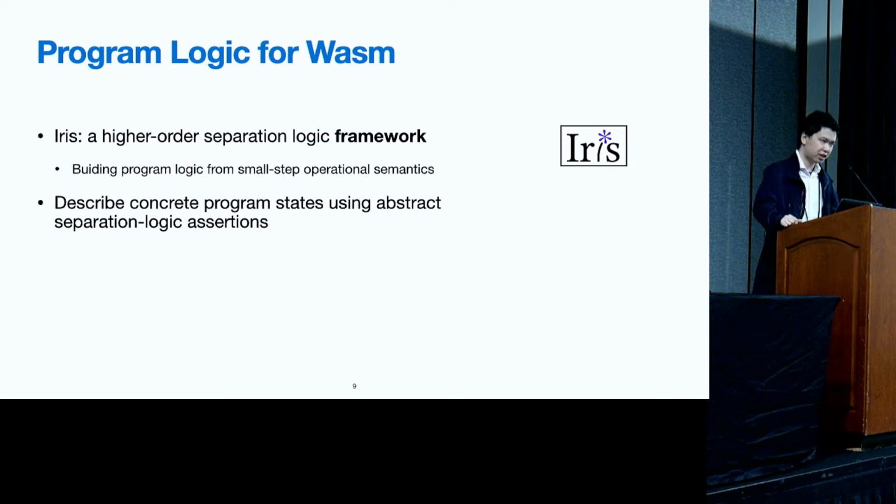Our program logic is based on Iris, which is a higher order separation logic framework that can be used to build program logics for any given small step semantics of a programming language. And the key part of this process is to define a memory model in Iris for the program state, which means basically to describe the states of a program using abstract separation logic assertions, where each assertion then captures the set of all states that satisfy this assertion. This general approach of using separation logic assertions is crucial for us to achieve compositional reasoning, and this is a general method that can be applied to any other languages instead of just WASM itself.